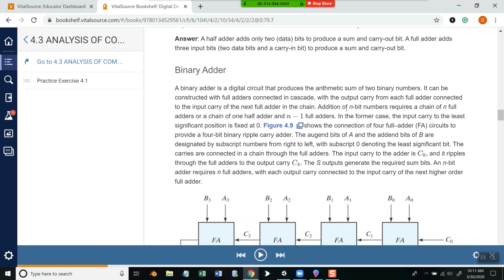And it's really interesting when you get down to the design of this. But addition of n-bit numbers requires a chain of n full adders or a chain of one half adder and n-1 full adders. In the former case, input carry to the least significant position is fixed at 0. Figure 4.9 shows the connection of 4 full adders to provide a 4-bit binary ripple carry adder.